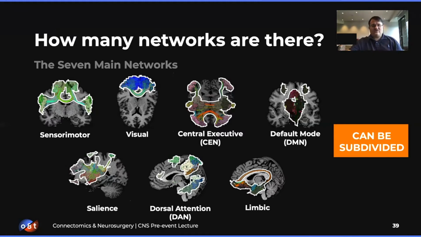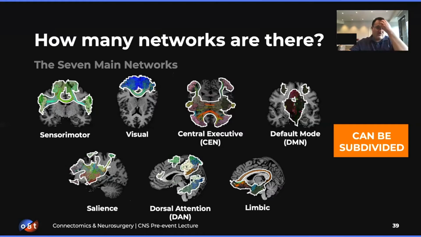The visual system, which is almost entirely in the occipital lobe. And the limbic system in the lower right. Okay, and this also involves the perilimbic cortices, such as the orbitofrontal cortex. But there are also some networks that you're probably less familiar with, like the central executive network, the default mode network, the Salience network, and the dorsal attention network. And we call these the control networks.